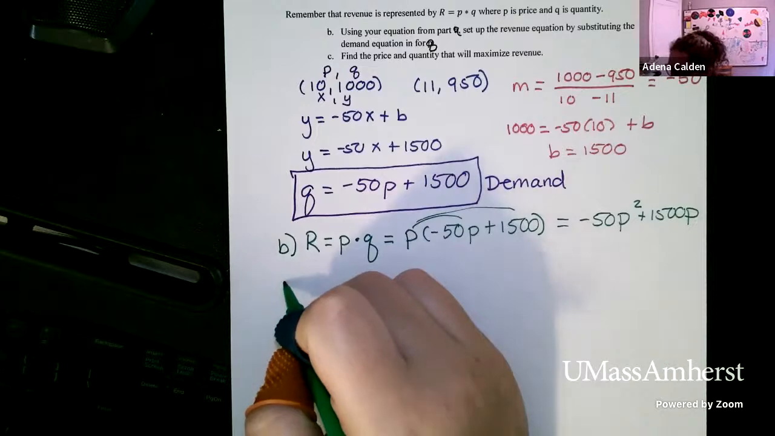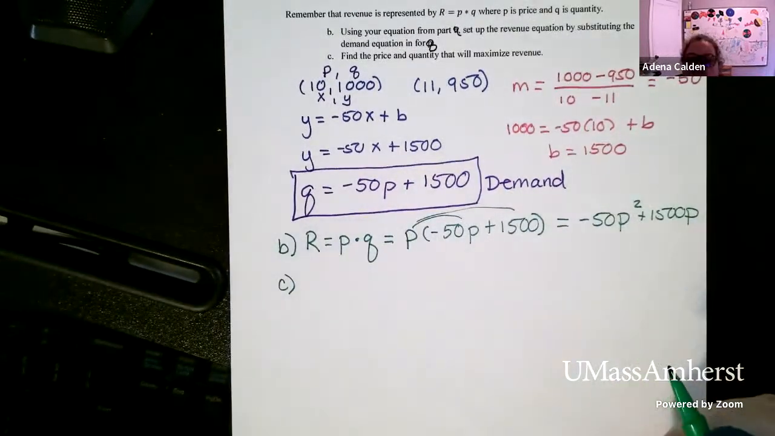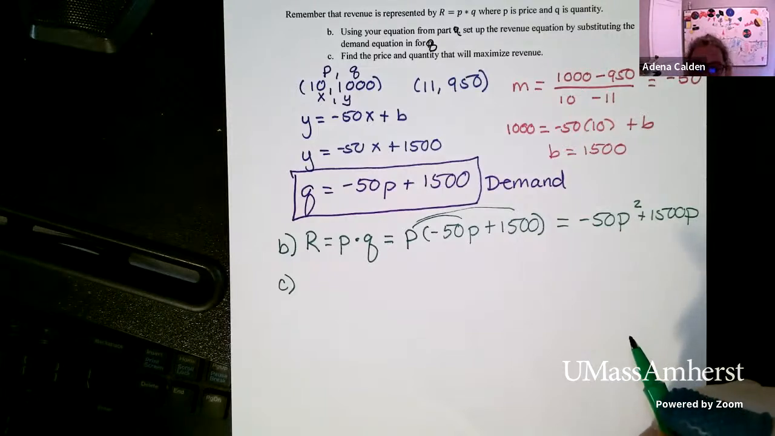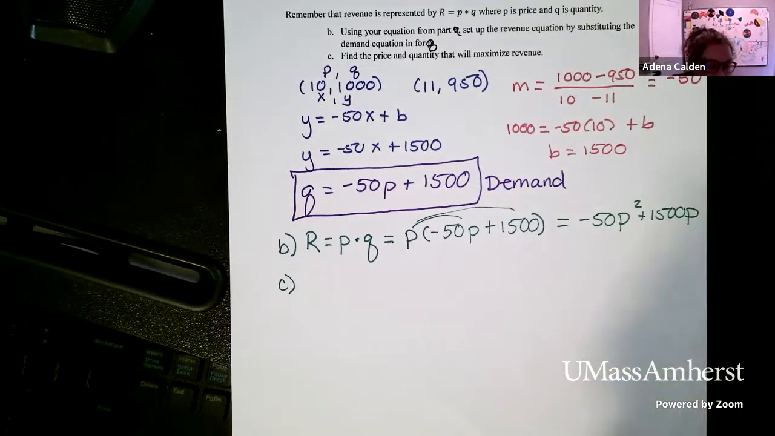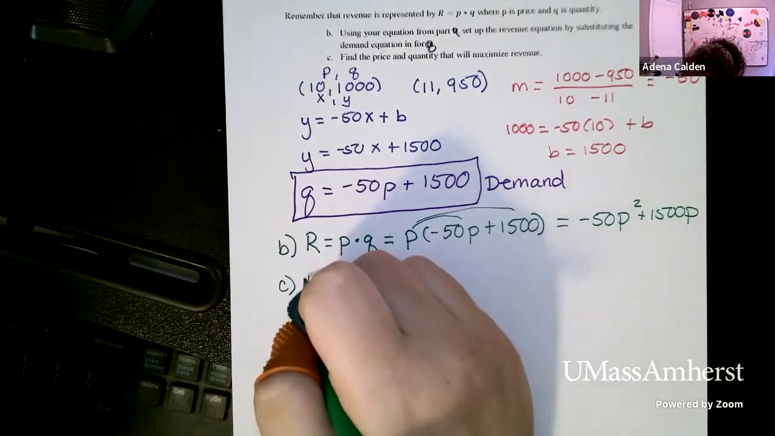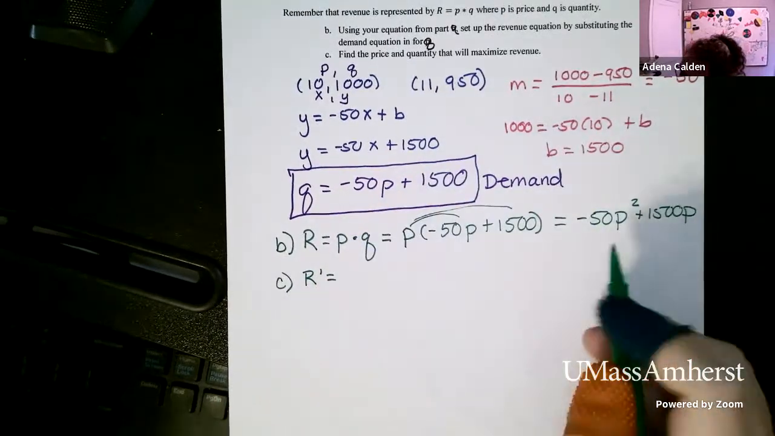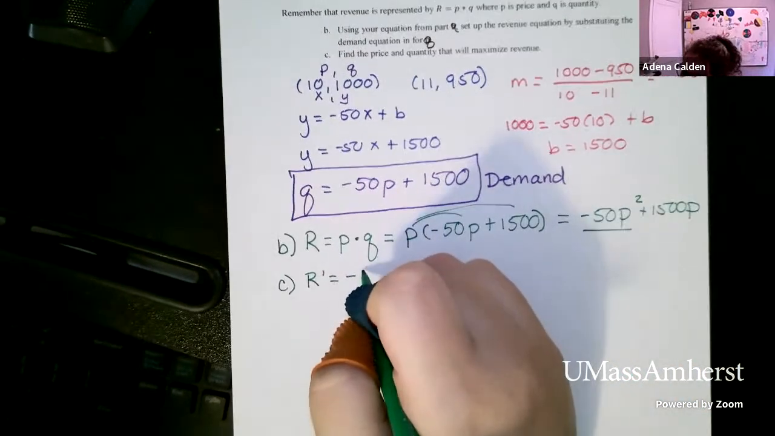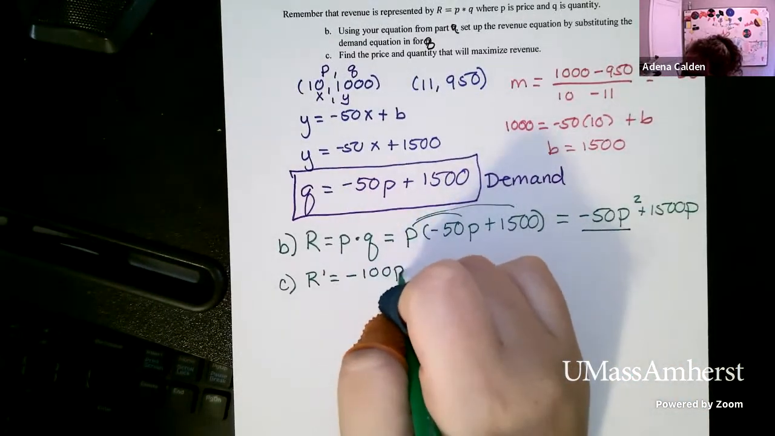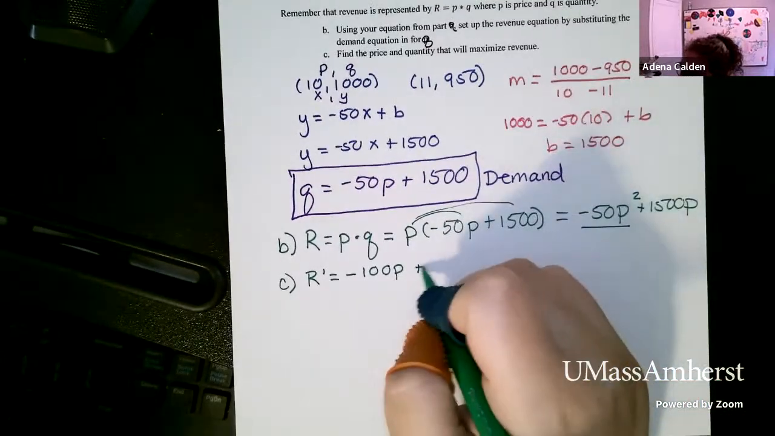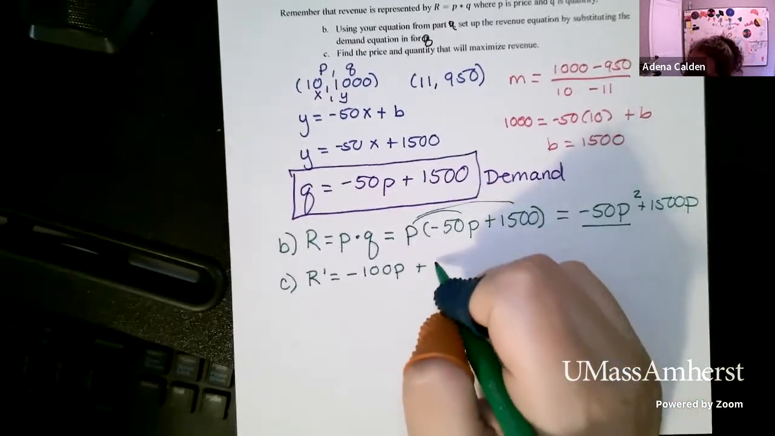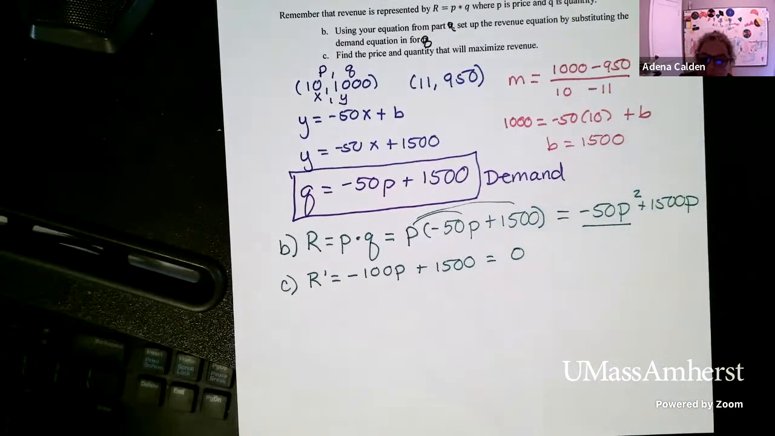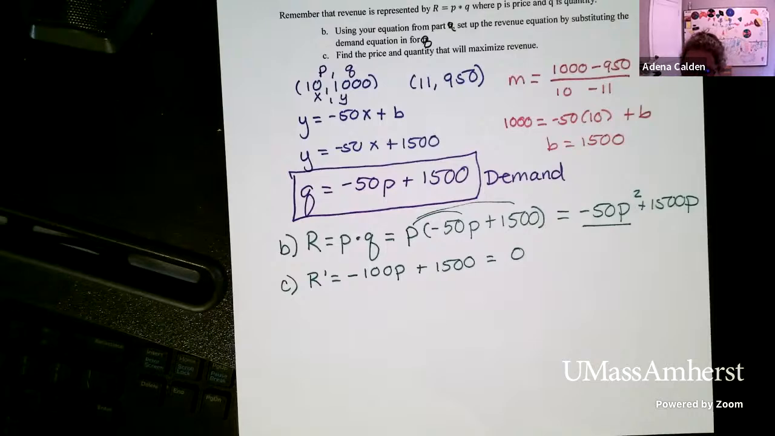Okay. In part C, I now want to find the price and quantity that will maximize revenue. So again, when I hear the word maximum, I'm thinking critical points. So I want to take the derivative of revenue here. So for the first term, the 2 comes down to multiply the negative 50. So I have negative 100p plus, now the derivative of 1500p is 1500. And I want to know, when does that equal 0, right, to find my critical points.